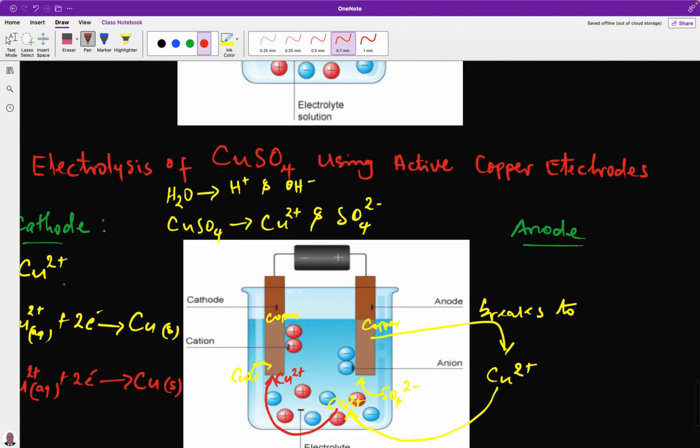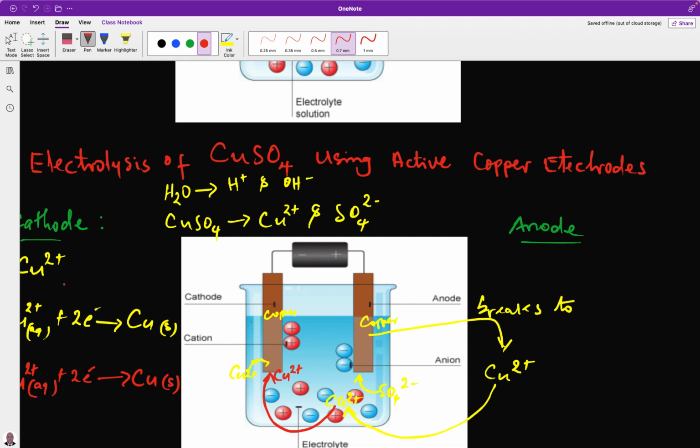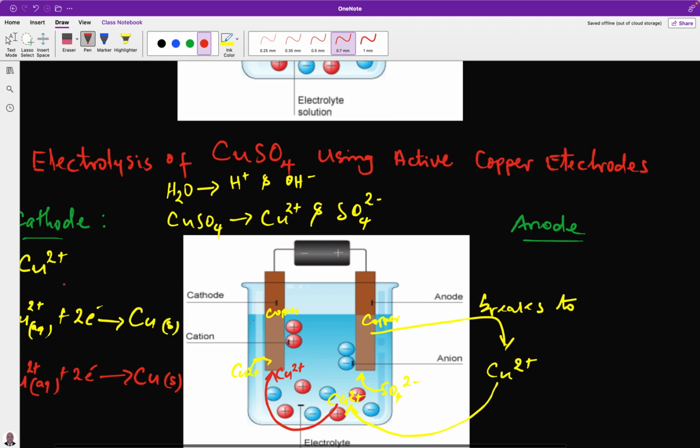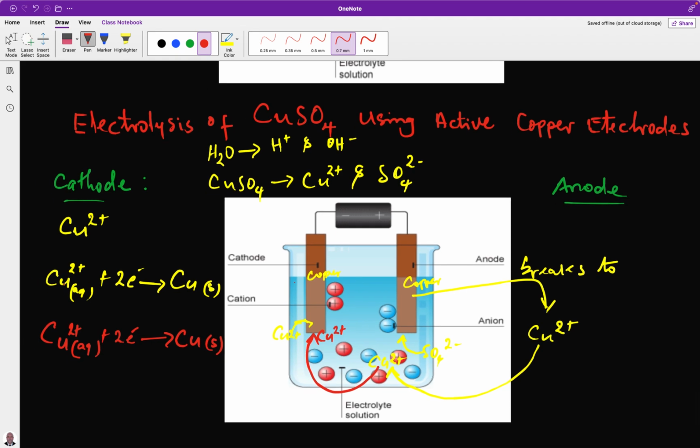Then it took us to using active electrodes. Now we are using two of the same active electrodes, for example, copper. Electrolysis of copper(II) sulfate using active copper electrodes. As I told you, water will give hydrogen ion and OH. Copper sulfate will give copper ion and sulfate ion.